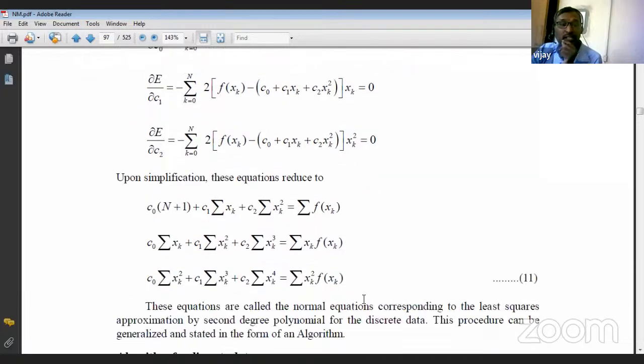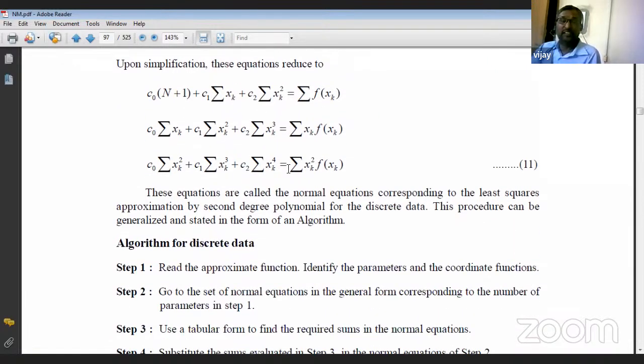So upon simplification, these equations reduce to c0 times n plus 1 plus c1 summation of x k plus c2 summation of x square k, equal to summation of f of x k. Then c0 summation of x k plus c1 summation of x square k plus c2 summation of x cube k, equal to summation of x k times f of x k. Then c0 summation of x square k plus c1 summation of x cube k plus c2 summation of x to the fourth k, equal to summation of x square k into f of x k. These equations are called the normal equations corresponding to the least square approximation by second degree polynomial.